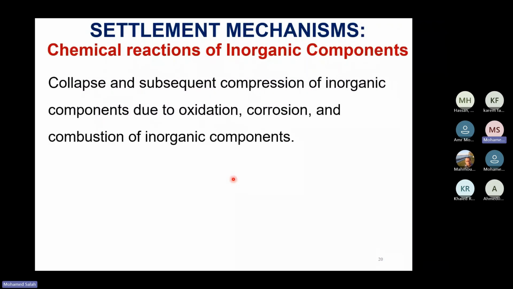The fourth mechanism we mentioned a few minutes ago was the chemical reactions of inorganic components of the waste. The inorganic components in the waste undergo oxidation, corrosion, and combustion, and this leads to the collapse of these components, and collapse means compression and waste settlement.